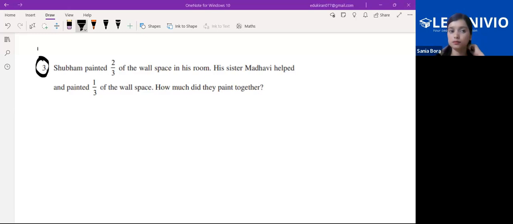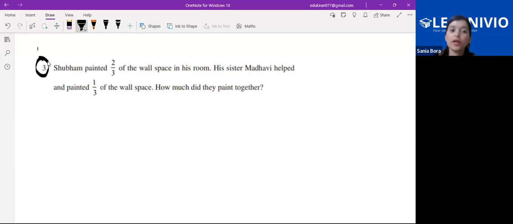Okay. Who will tell me the answer? Ma'am, can I? The space Shubham painted was 2 by 3. The space his sister painted is equal to 1 by 3. The space they painted together is equal to 2 by 3 plus 1 by 3, which is equal to 3 by 3. Therefore, they painted 3 by 3 of the wall together, and you will simplify it, you will get 1.